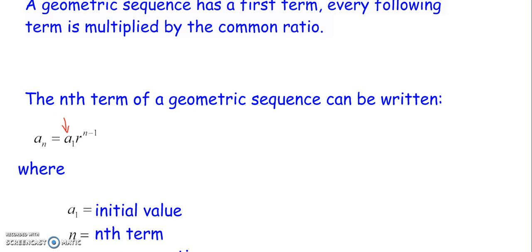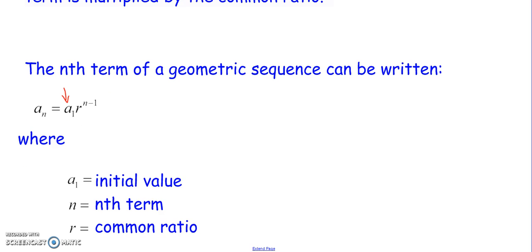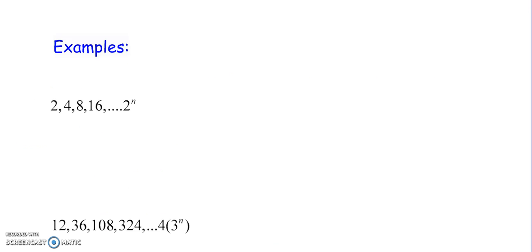Now, there is a formula to get the nth term, right? That's what this is saying, AN. You're always going to do the first term, A1, times R, where R is the common ratio, raised to 1 less than n. All right, 1 less than the nth term. And I will show you why that works on the next few slides, why that n minus 1 is there.